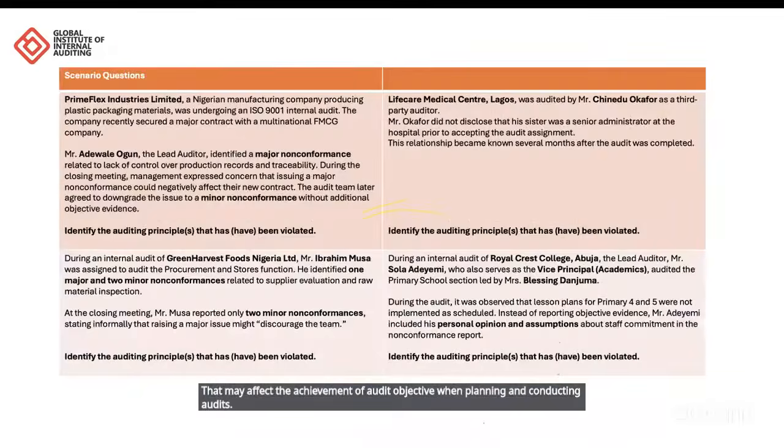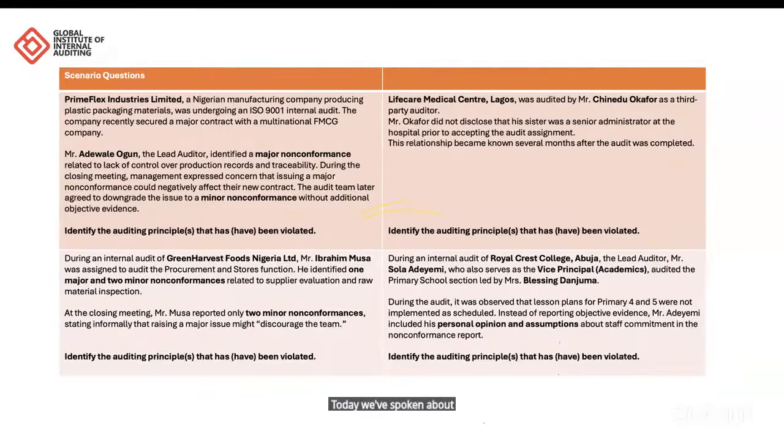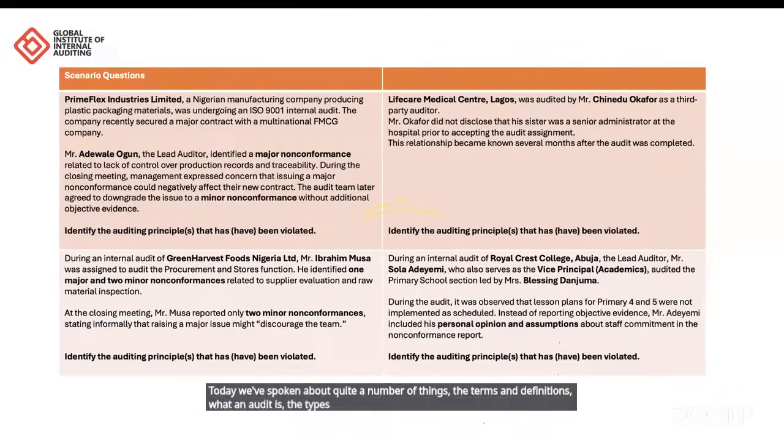So this is the end of the class. We're going to ask one or two scenario questions here. Today we've spoken about quite a number of things: the terms and definitions, what an audit is, the types of audits, and then we dug deep into the 7 principles of auditing according to ISO 19011. So we are going to ask a question here.